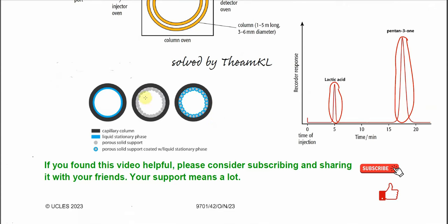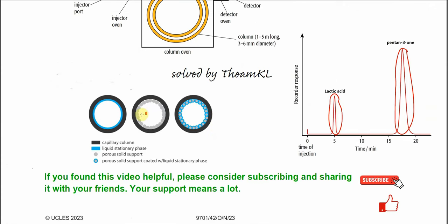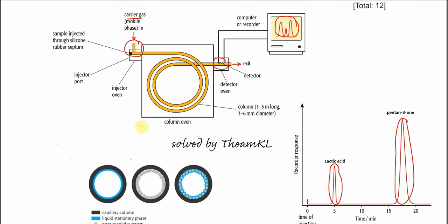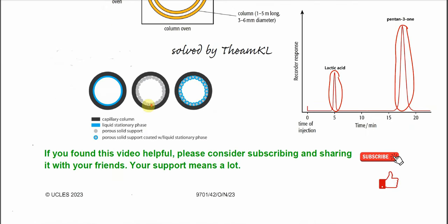And extra information for you is the column. The column that we use here is inside this column oven. So for this column, the cross section is this one, right? Normally it can be coated by many materials. In this question, it is more related to the first one. So it's actually a liquid stationary phase that is coated on the wall of the column. So it's the inner wall.